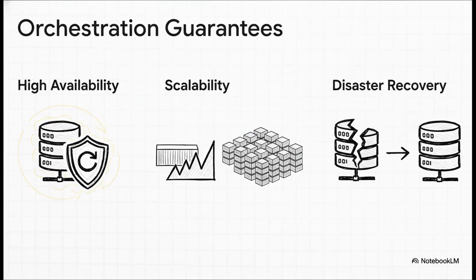So what does all this automation actually get you? Well, it boils down to these three promises. First, high availability. That means your app stays online, period. No more dreaded downtime. Second, scalability. You get a huge spike in traffic? No problem. The system just adds more resources to handle it. And third, disaster recovery. If something literally catches fire in a data center, the system can recover and keep your application running. This is the magic of orchestration.